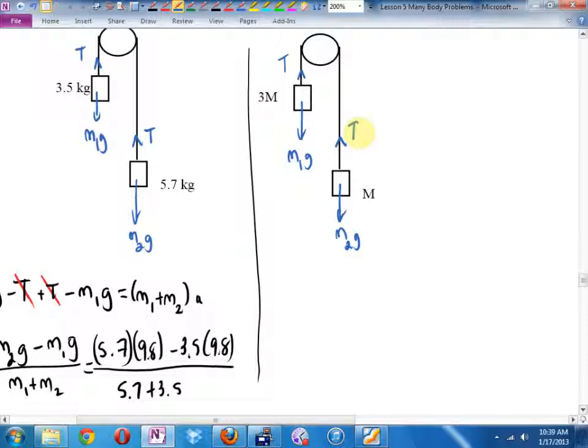The winner is M1G, so it's going to be M1G. And then I run into a minus tension, yes? Then I run into a plus tension, because that tension comes all the way around. And I run into a minus M2G, and that equals 3M plus M times A. Love it when tension vanishes.